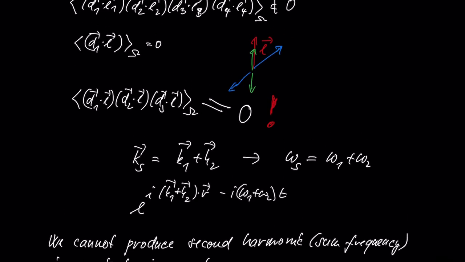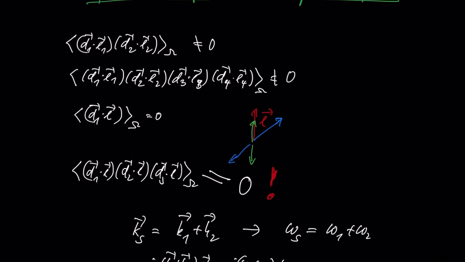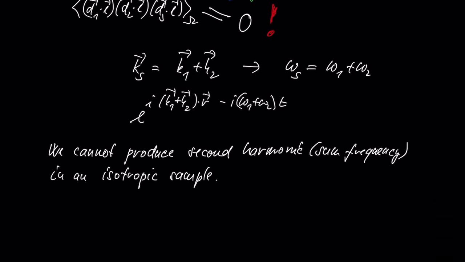This argument is really purely based on the averaging of the projections of the transition dipole moment of the molecules and, let's say, the number of elements that you have to put into the prefactor of the corresponding Liouville pathway for that signal. This, however, means, and it's quite interesting, that if you break the condition of isotropy, you can produce second harmonic.